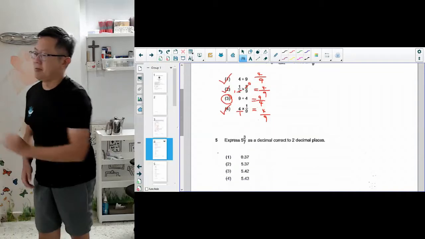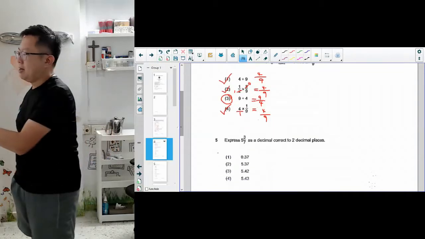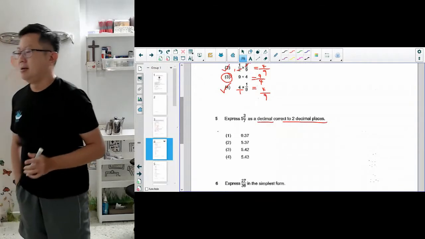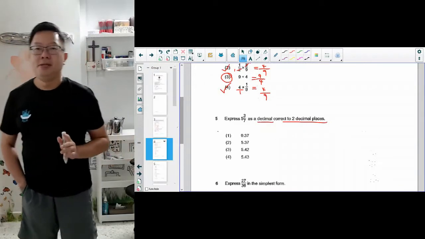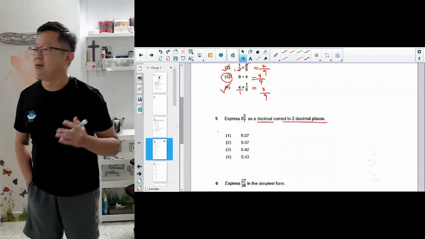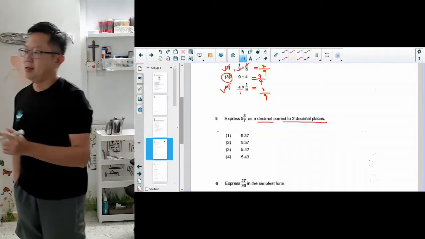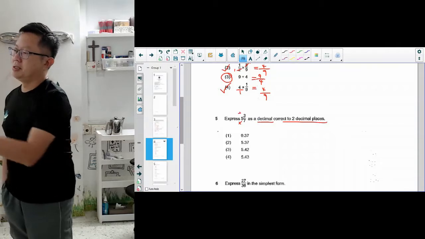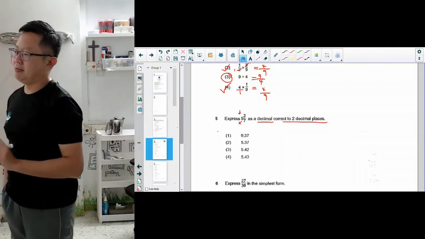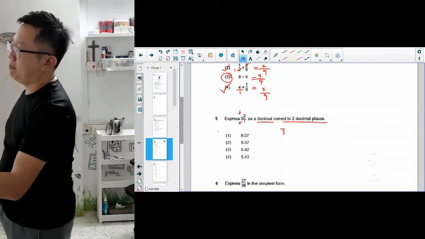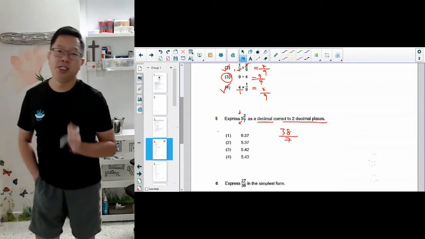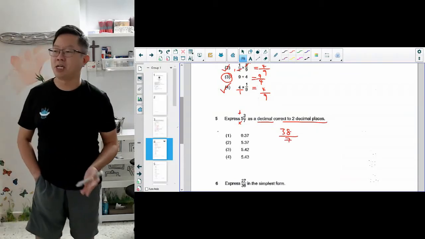Okay, let's go to number 5. Express 5 and 3 over 7 as a decimal correct to 2 decimal places. Alright, now, so this will test you on your dividing, how to divide to get decimal. So first step is to change it to an improper fraction. So you have 5 times 7, 35, then 35 plus 3, 38 over 7. So you are tested on changing the mixed number into an improper fraction.